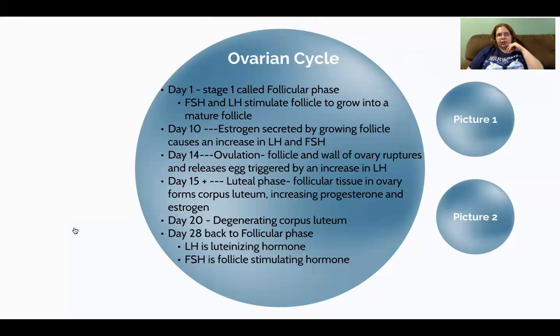Day 15 on, we call it the luteal phase, and the follicular tissue in the ovary forms what's called the corpus luteum. And the presence of the corpus luteum is going to cause an increase in both progesterone and estrogen production. About day 20, the corpus luteum starts to degenerate, which means that the progesterone and estrogen levels are going to decrease. And then by day 28, we are back to the follicular phase. So estrogen and progesterone levels are further down, and we're starting to build up the luteinizing hormone and follicle stimulating hormone.